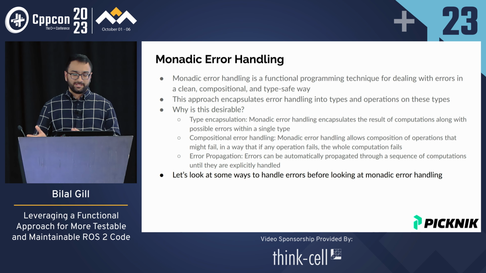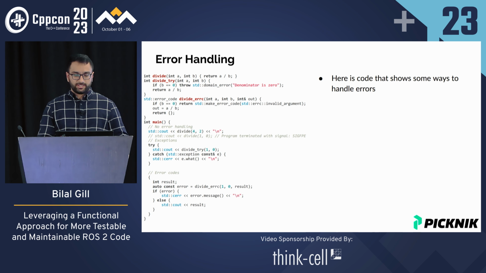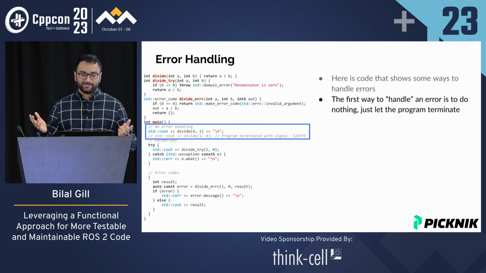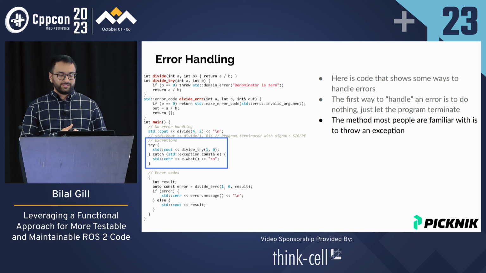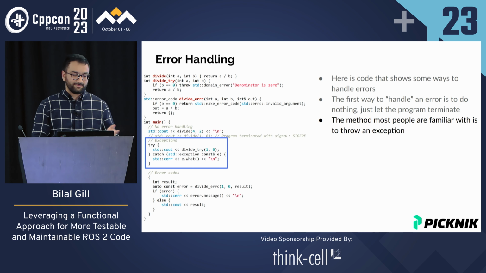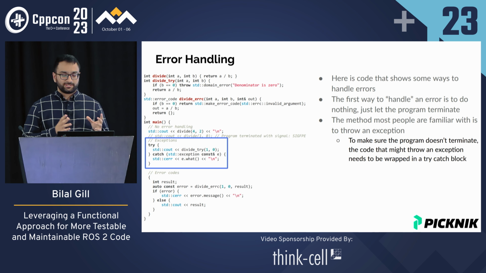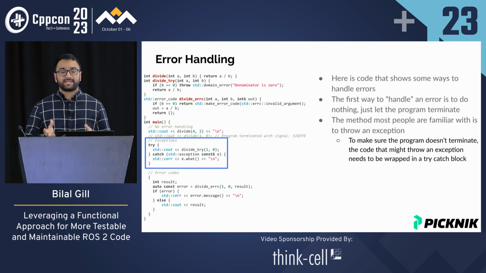So let's look at some ways to handle errors before we explicitly look at monadic error handling, right? Here is some code that shows some ways to handle errors. What's the first way to handle an error? By doing nothing, right? You just let the error happen and the program terminates. The method that most people are probably familiar with is throwing exceptions. In this case, we try to divide by 0, and the function throws a domain error. To make sure that the program doesn't terminate, though, we have to wrap the code that might throw an exception in a try-catch block.